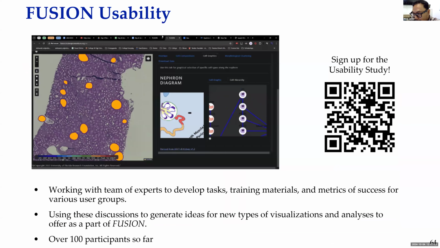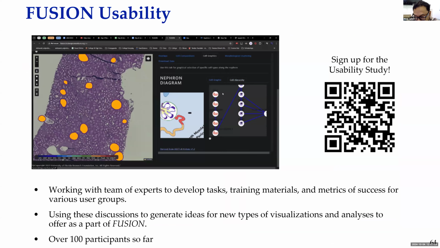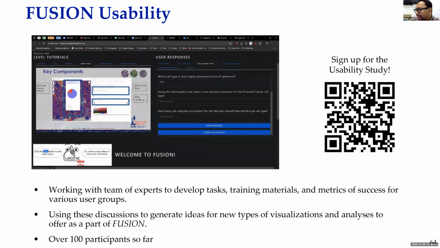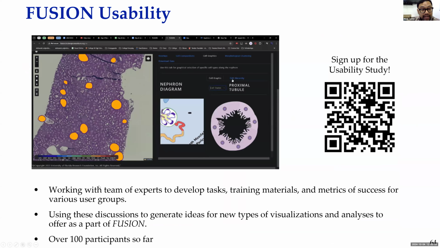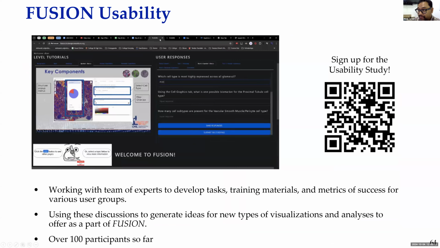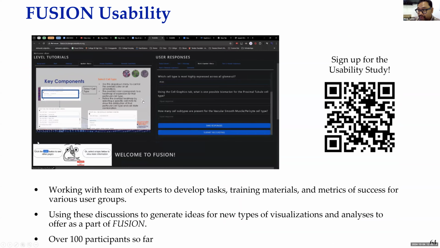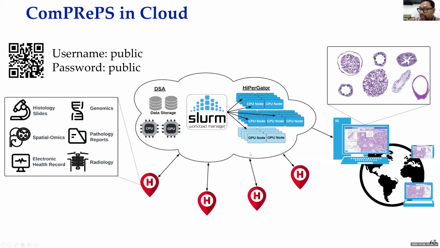And we have a usability study going on, which is recruiting people from various domains, starting from residents, students, to pathologists, to nephrologists. Sign up for the usability study. We have this link, and so far we have more than 100 participants, and we are trying to work on a paper based on the participants. And this is a real participant who is using our tool, and they are writing question answers about how they feel about using this tool.